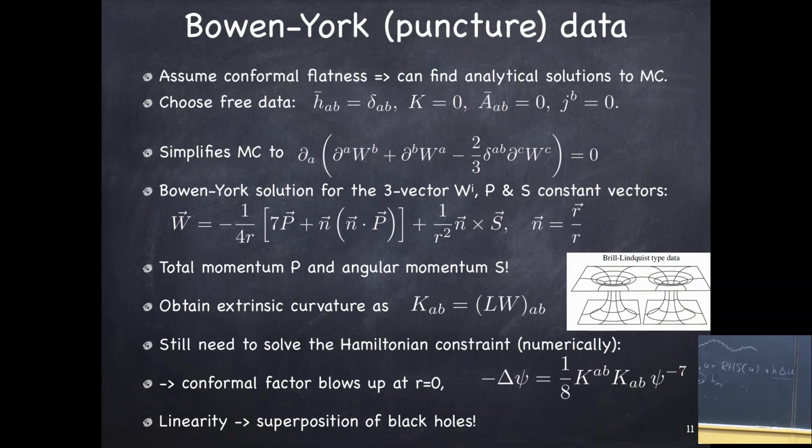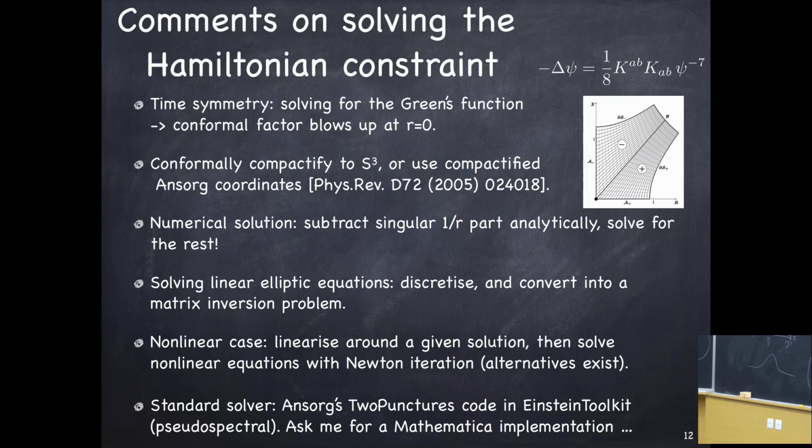Okay? And so now I take 2 of these, and I get 2 spinning black holes moving with momenta p. All right? So I'm all set. I'm all set for numerical relativity. All right, there are some comments about how to solve them in practice. I don't think we have to go into those.